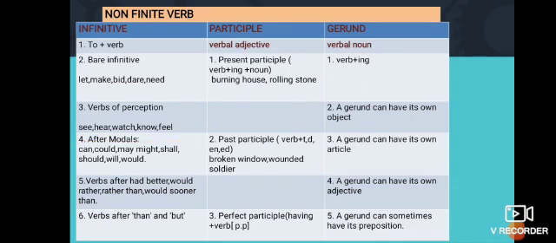Now for the fourth, after modals. If you only talk about modals, modals are finite verbs, but the verbs that come after modals become non-finite. So we can say can write, could write, may write, might write. The verbs that come after these modals, can, could, may, might, shall, should, will, would and must, are always used in their first form or the root form.